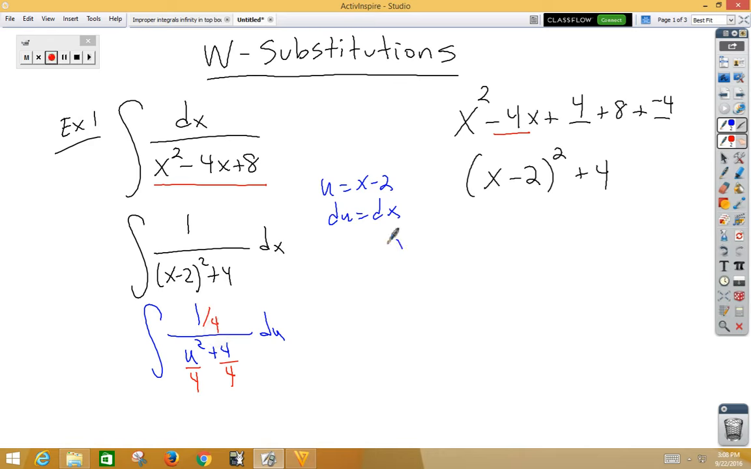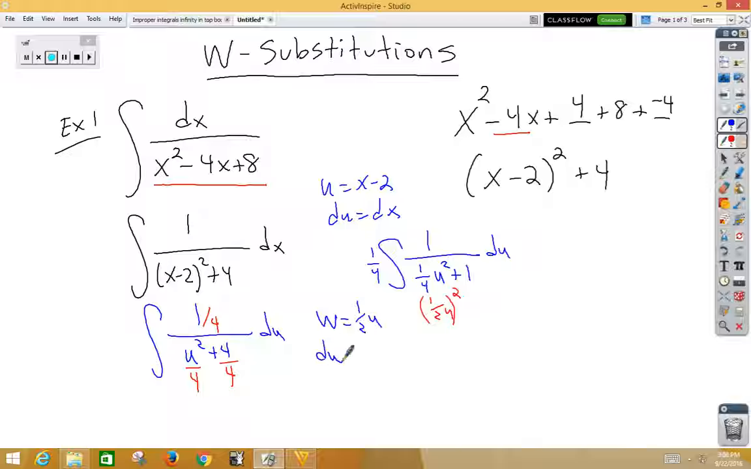So now we've got the integral of, and I'm going to push the 1/4 out. I might want it back in, but I'm going to push it out for the moment. I've got 1/4 u squared plus 1 du. Well, now we've already used u as a substitution, but I still have an inside function of 1/2 u. So we're going to use w as our substitution now. So if w is 1/2 u, dw is 1/2 du. I don't have a 1/2, so I'm going to multiply by 2 out in front.